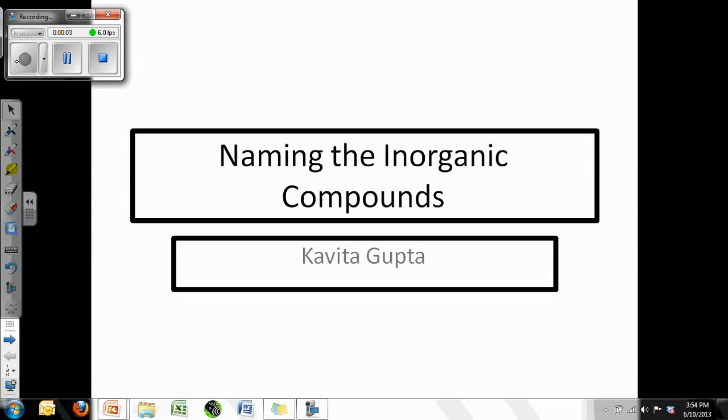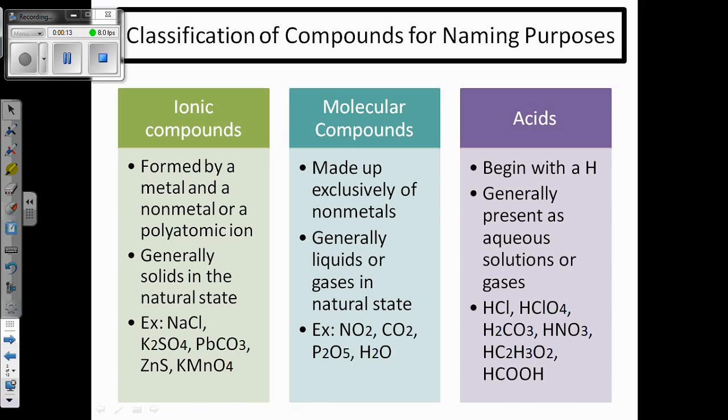The Inorganic Compounds podcast. In this podcast, we'll learn to name inorganic compounds and identify different types of inorganic compounds. So before you can name an inorganic compound, you need to be able to identify what type of compound it is, because the naming varies for different types of compounds. For the ease of naming, we have classified compounds as ionic compounds, molecular compounds, and acids.